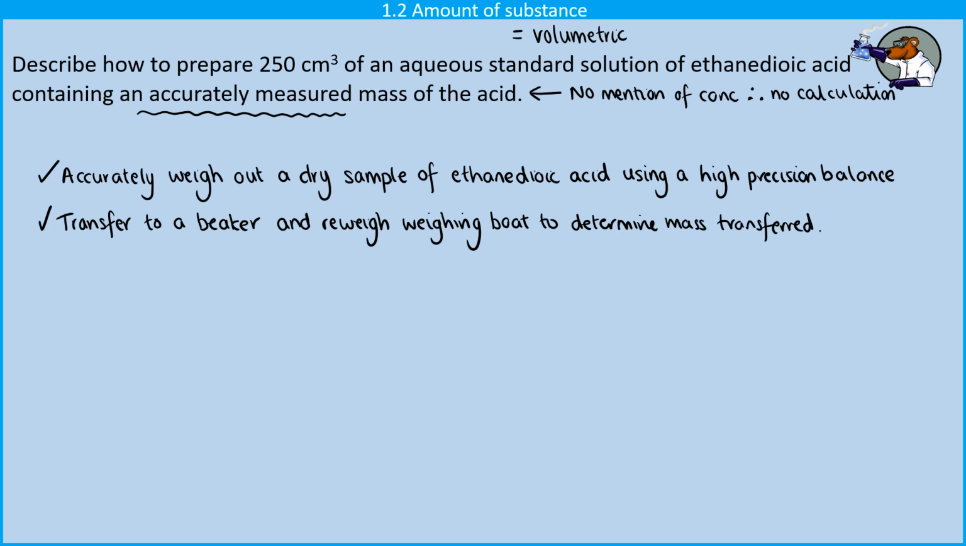The alternative to this weighing before and weighing after method would be that you could use rinsings. So it's not always possible to do that depending on the practical you're doing, but for making a standard solution it is, because we're going to dilute all that acid anyway.